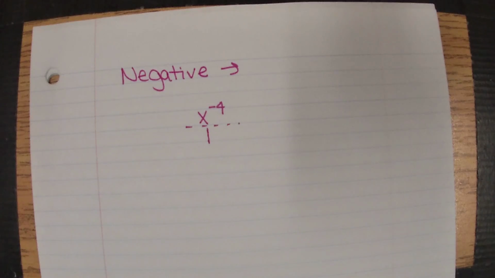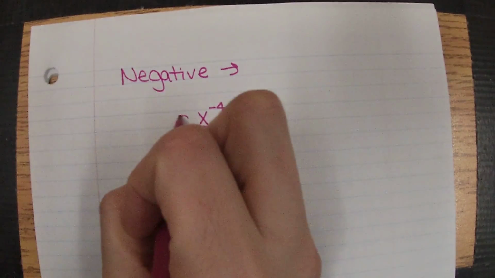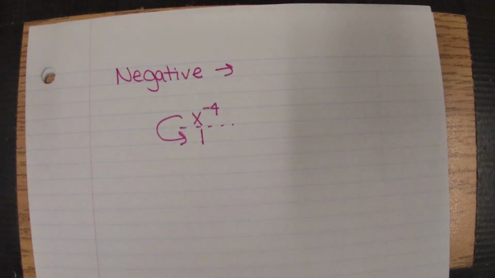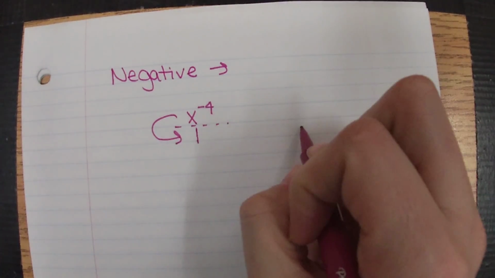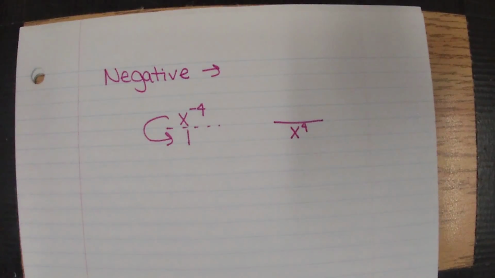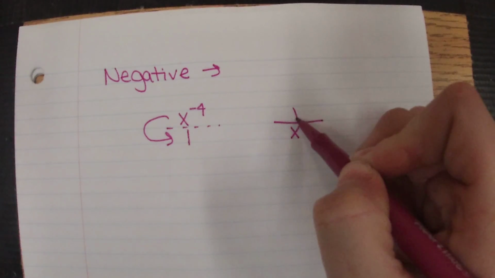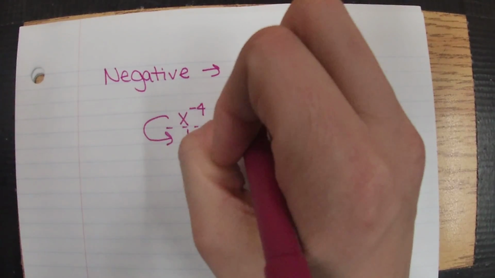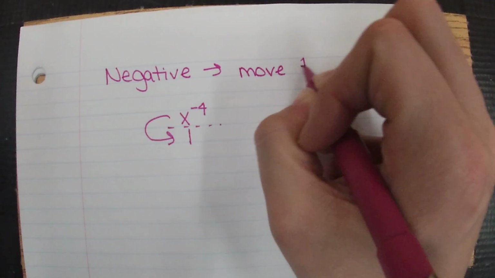Okay, so if we have that negative, it's telling us it doesn't want to be there, and we need to move it to the other side of the fraction. So we're moving it from the top to the bottom. And when we move it to the bottom, we're taking that negative off because that's the location it needs to be in. Now, we can't leave a top empty, so we need to fill that in with a 1. Okay, so a negative exponent is telling us to move it to the other side.